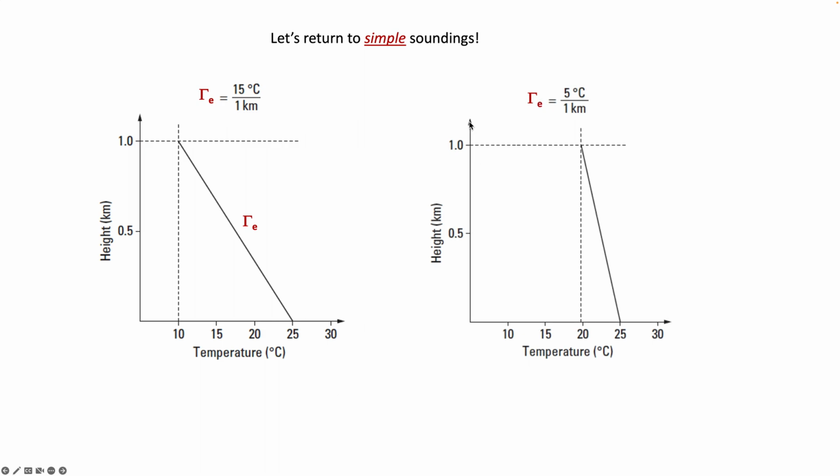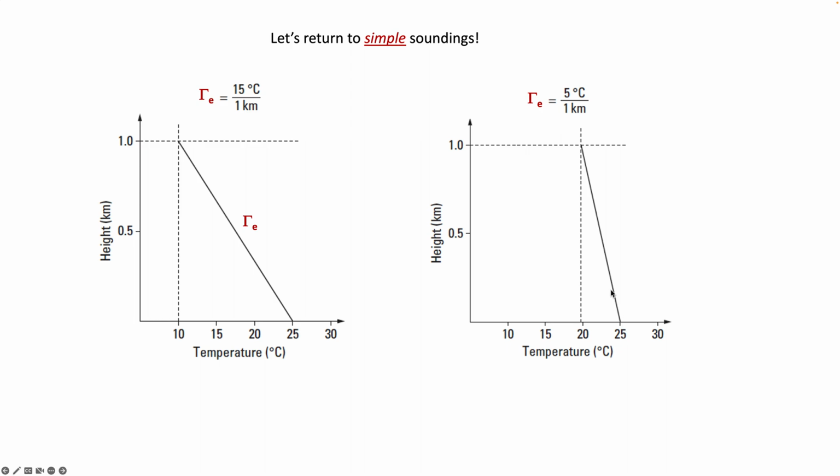In our second example, we're going to choose an environmental lapse rate of 5 degrees Celsius per kilometer. We start again with a surface air temperature of 25 degrees Celsius, but when we go up 1 kilometer through this environment, the temperature is only going to decrease 5 degrees to 20 degrees Celsius. Again, if we connect the temperature at the surface, 25, with the temperature at 1 kilometer, 20, this is our environmental lapse rate line.